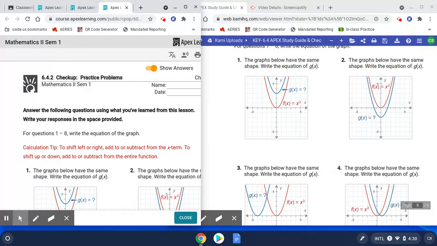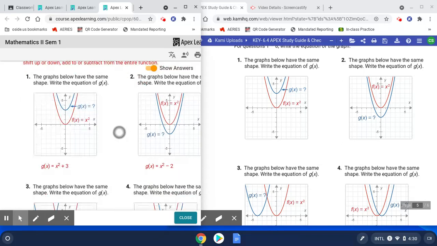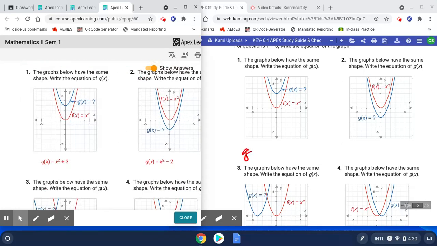All right, so the graphs below have the same shape. Write the equation of g of x. So we're taking the original function, or parent function, of f of x equals x squared, and you're shifting it up 3. So you take the original function, and we shifted it up 3. There's our new function g of x.